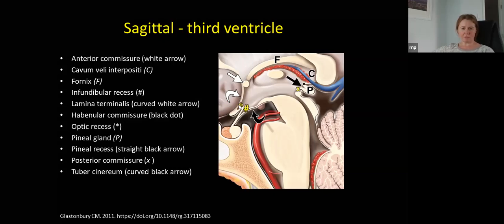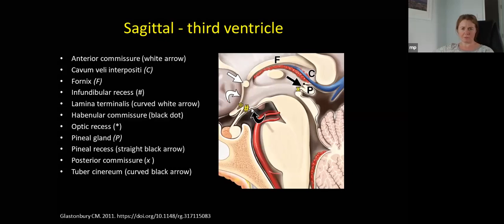Of course, this is the reason if you have an ACOM aneurysm, it can rupture through the lamina terminalis into the third ventricle. And then we have a little hashtag here. So the hashtag itself is the infundibular recess here, and the little star is the optic recess. And then the curved black arrow, this is your tuber cinereum. So if you're doing a third ventriculostomy, which we'll briefly mention later, you'll be coming sort of through here to do a third ventriculostomy.